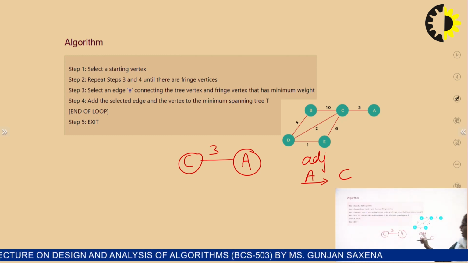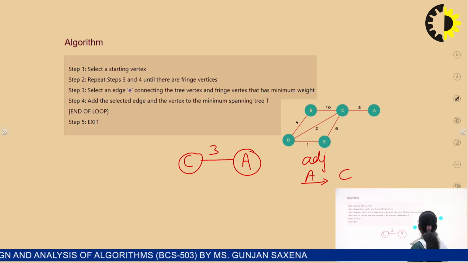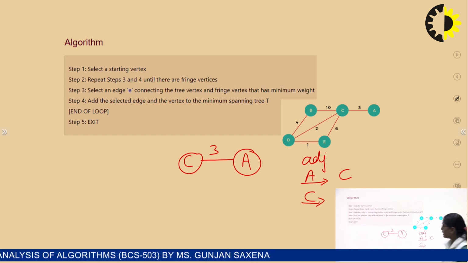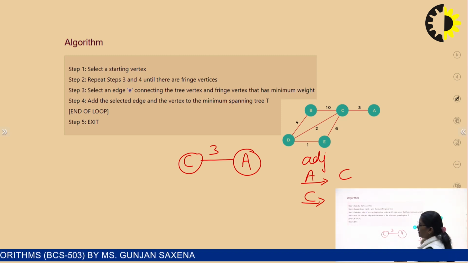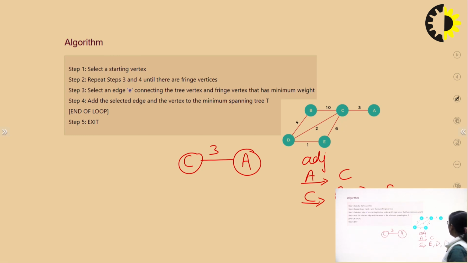Now, in our tree, we also have vertex C, and we check all the adjacent vertices of C. B is adjacent to C, D is adjacent to C, and E is adjacent to C. So we have 3 options. We can go C to B, we can go C to D, or we can go C to E.